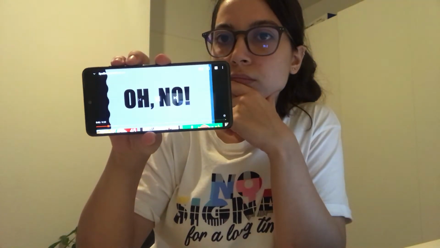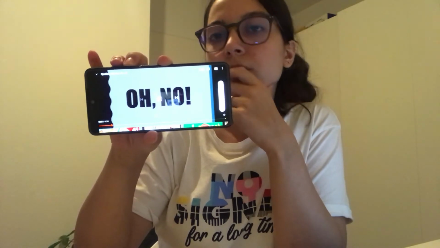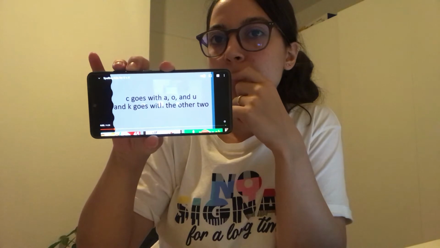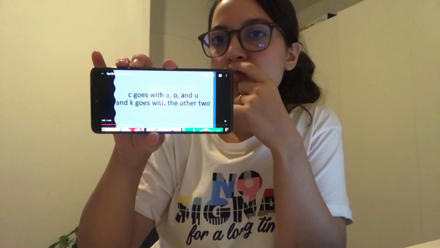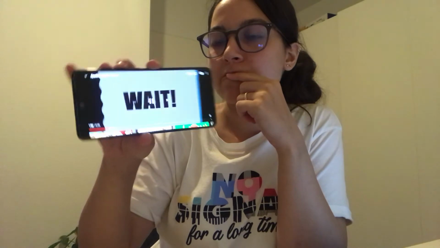How do you know which letter to write at the beginning of a one-syllable word? Don't worry, there is a rhyme to help you remember. C goes with A, O, and U, and K goes with the other two. Wait, that was too fast.